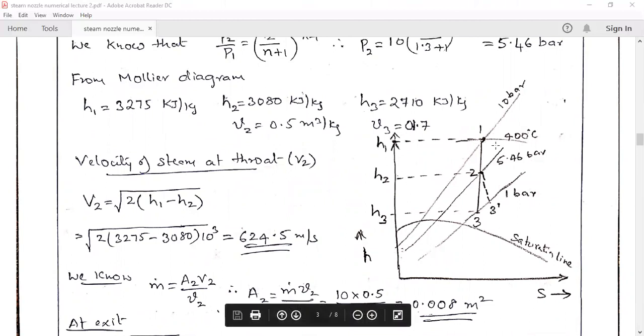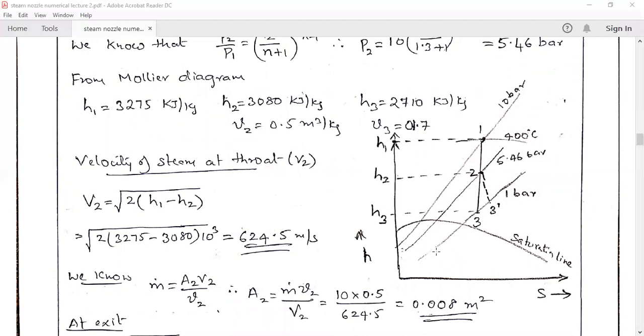Mark the point 1, that means where this 10 bar pressure line cuts the temperature line at 400 degrees centigrade. So mark that point as 1. Then draw a vertical line till it cuts the 1 bar pressure line, because the pressure at the exit of the nozzle is 1 bar.